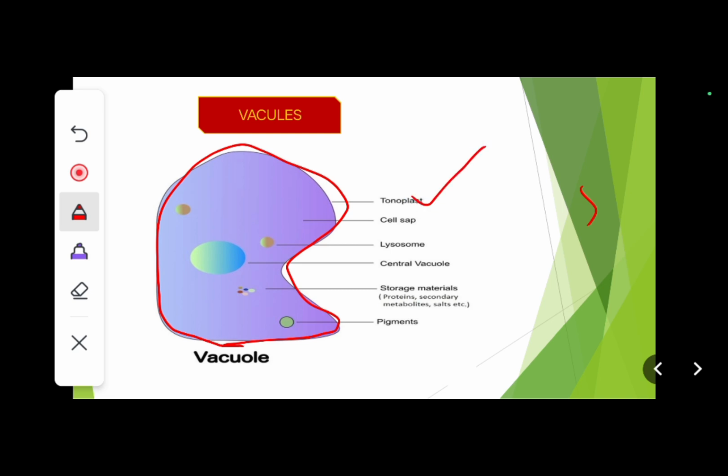What is the major role of these vacuoles? They contain pigments, water, nutrients, and everything present inside the cell. Vacuoles are for storage purposes. They store pigments, molecules, and waste materials also. These are known as vacuoles.